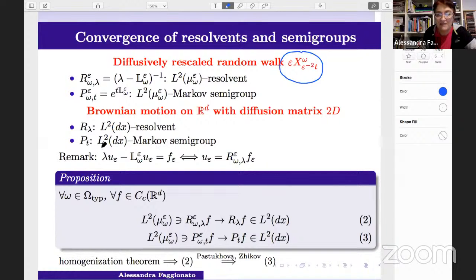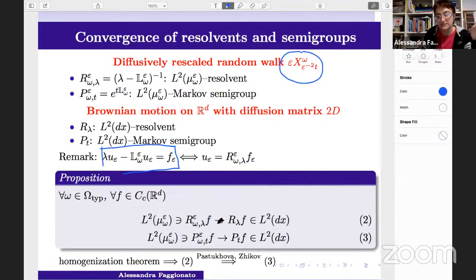So the massive Poisson equation is simply an identity concerning the resolvent. U epsilon is the solution of the massive Poisson equation with the data F epsilon if and only if U epsilon is the lambda resolvent applied to F epsilon. So the homogenization theorem I gave before implies, immediately, this corollary: given a function f which is continuous with compact support, the epsilon resolvent applied to f strongly converges to the resolvent of the Brownian motion applied to f, okay?